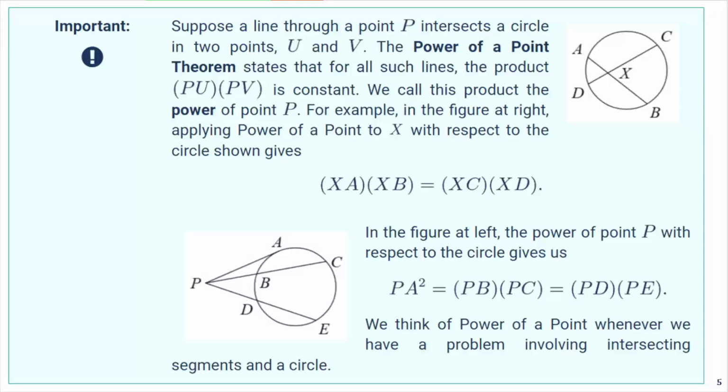For example, in the figure at right, applying power of a point to X with respect to the circle shown gives us XA times XB equals XC times XD. In the figure at left, the power of a point P with respect to the circle gives us PA squared equals PB times PC, which also equals PD times PE. We think of power of a point whenever we have a problem involving intersecting segments and a circle. So I'll give you 1 minute to have a look at the property here, and we'll be using that to solve some example problems below.